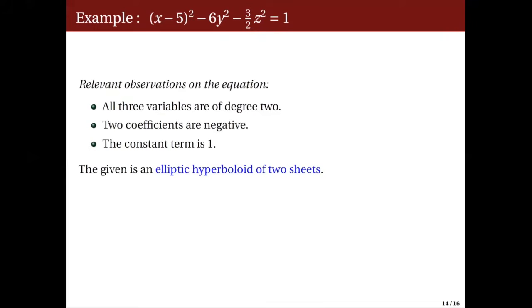Furthermore, there is a translation. We can see that there is no translation in y and z, but there is a translation in x. So instead of just an x here, we have an x minus 5. So that h is equal to 5, which means that the center of this elliptic hyperboloid of 2 sheets is the point (5, 0, 0).